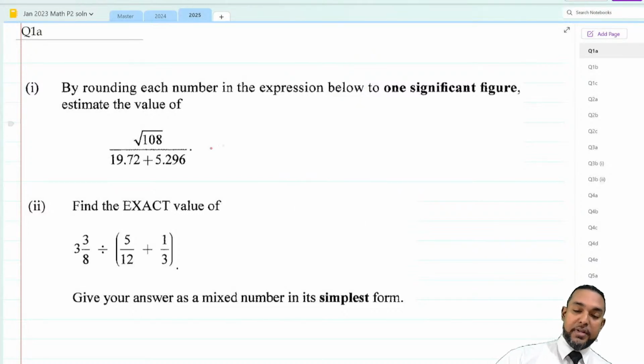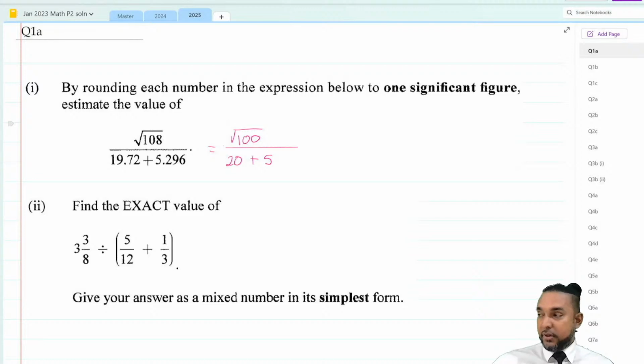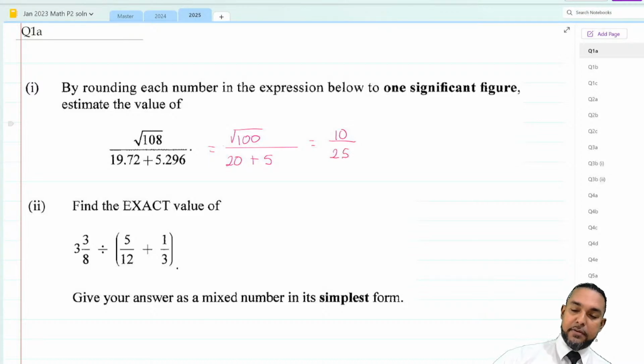Right? So again, one significant figure. One significant figure means that the first digit is not 0 and the rest are. In your denominator, that'll be 20, and then 5. You can put 5.0 if you want, 20.0 to make a difference. Right, and the square root of 100, as you correctly know, is 10. 20 and 5 is 25. And 10 over 25, what number goes into both of them? 5. 5 into 10 goes 2 times. 5 into 25 goes 5 times.